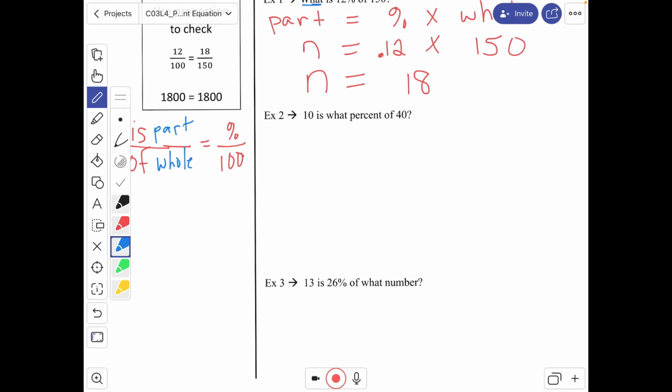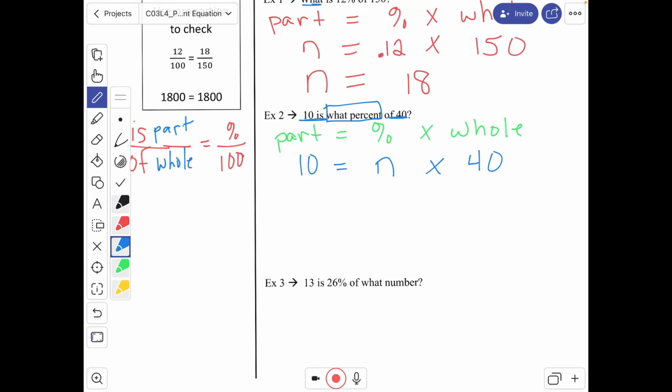Example 2 says 10 is what percent of 40? So again, start with your equation. Part equals percent times the whole. Well, in this problem, 10 is next to is, so that's my part. 40 is next to of, so that's the whole. So what we're looking for is the percent. That's going to be the variable. Now this time it's not with the numbers on one side. We have a variable next to the numbers.